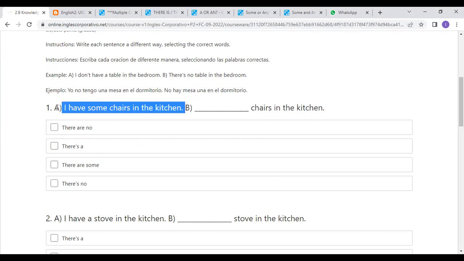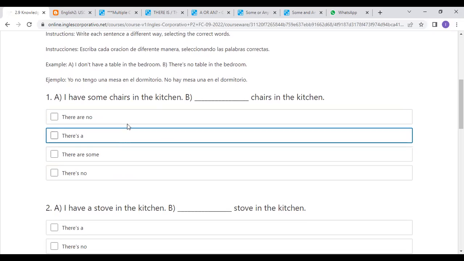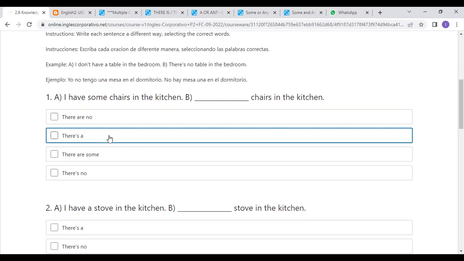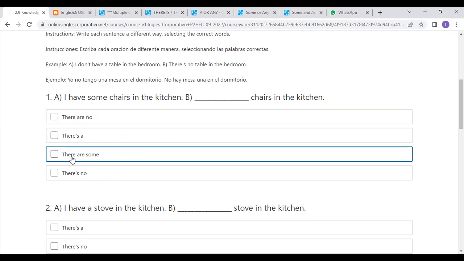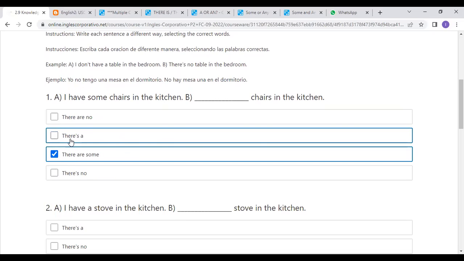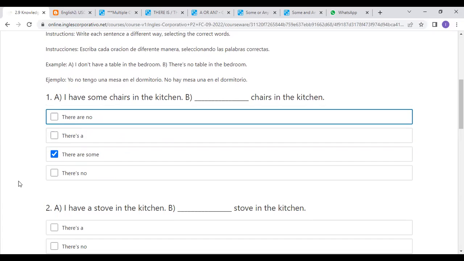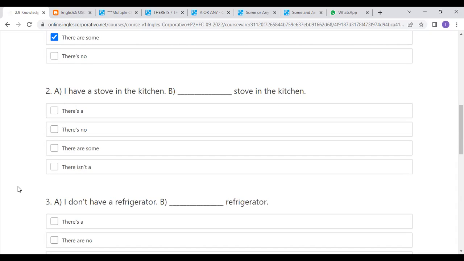So let's see, we have the first one. It says, I have some chairs in the kitchen. What do you think is the correct one here, guys? There's some, there's no, there are some. Okay, so what do you think? There are some.